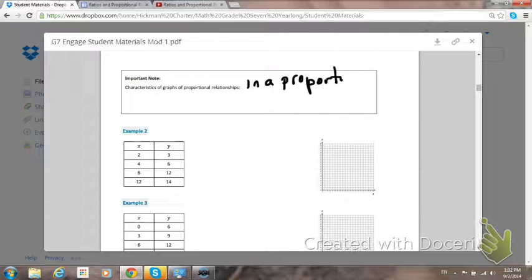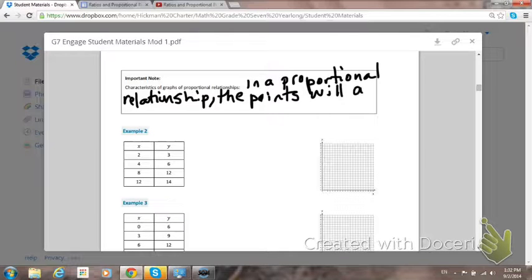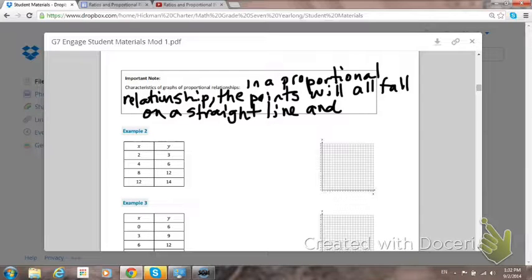in a proportional relationship, the points will all fall on a straight line and go through the origin, which again is 0, 0. Okay?